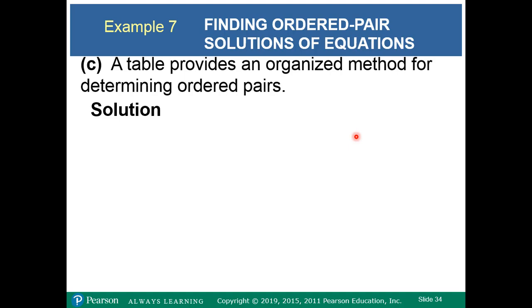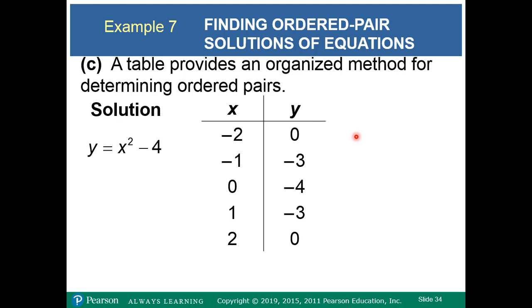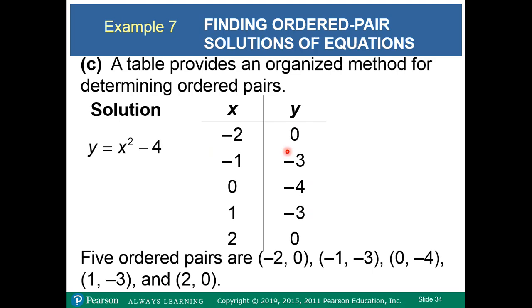So a table provides an organized method for determining ordered pairs. So we can create an XY table. So if we wanted to find solutions to y equals x squared minus 4, then we can just use a table of x values and find out what the corresponding y values are. So we can plug in all these values of x and then list out the values of y that correspond to them. And here is the table of solutions. And so we can write them as ordered pairs.